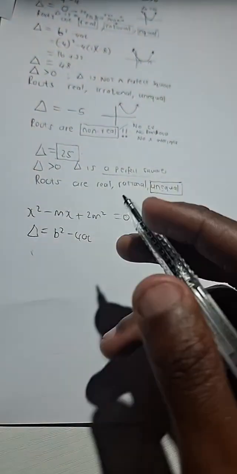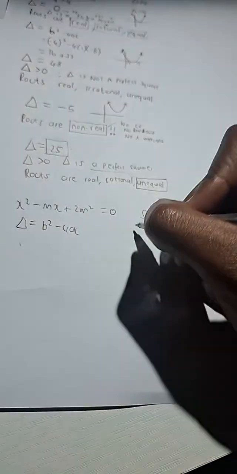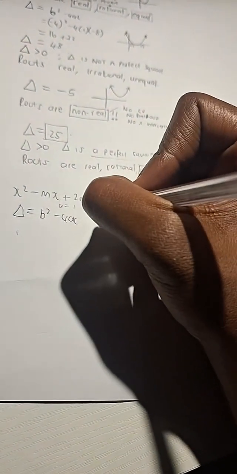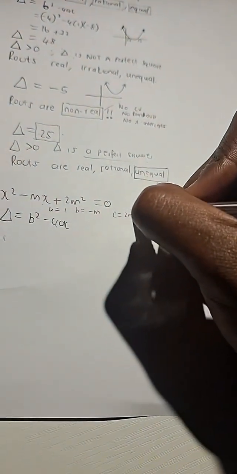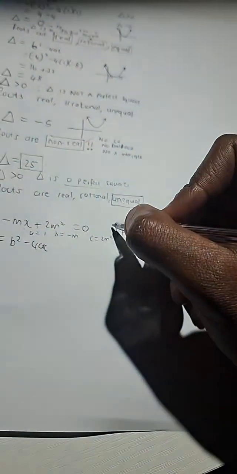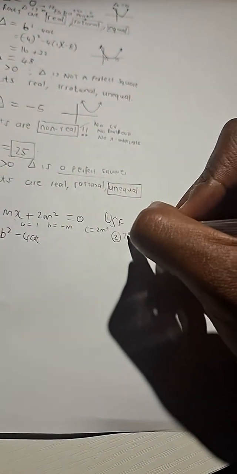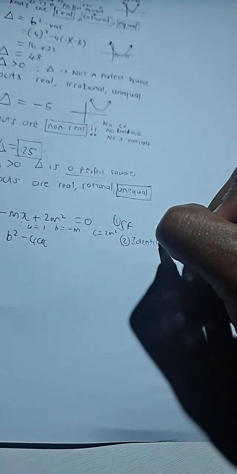here we've got delta is equal to, firstly we need to make sure our equation is in standard form. That's what we do when we are determining the nature of roots. Make sure the equation is in standard form. Then after that we identify a, it's 1, b is negative m in the situation, and then c is 2m squared. So 1, we write the equation in standard form, 2, we identify a, b, and c.